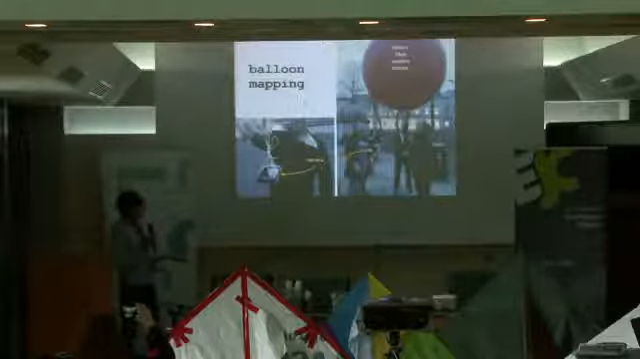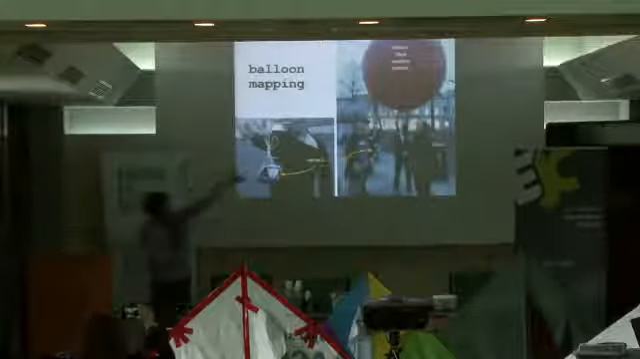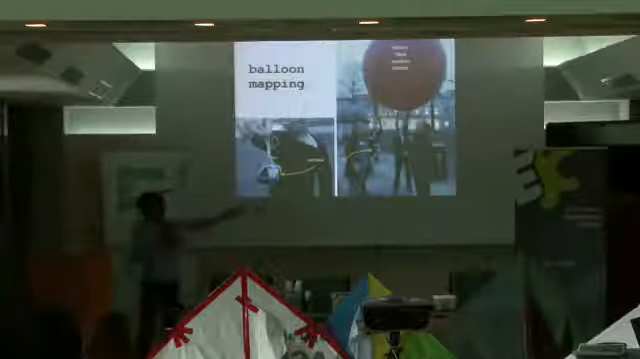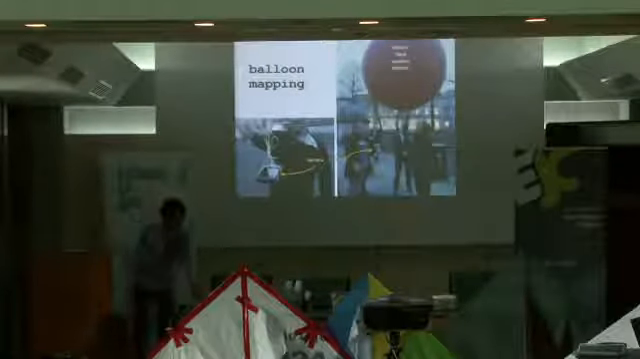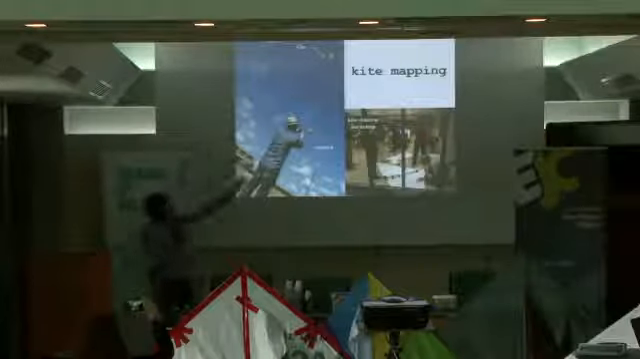So we can do balloon mapping, and that is, you basically take a helium balloon, you fill it up with helium, and you attach a camera, and you send it up. Or you can use kites, and again, you attach the camera, and you send it up.